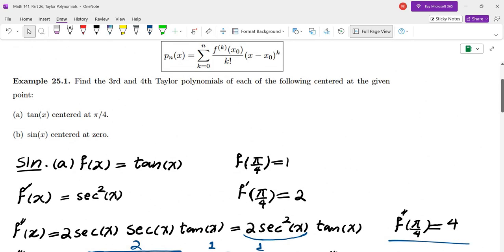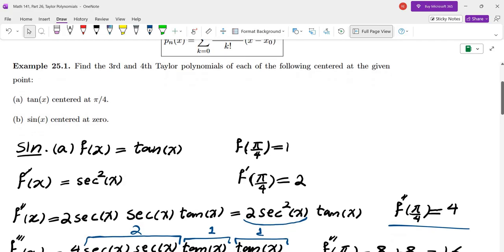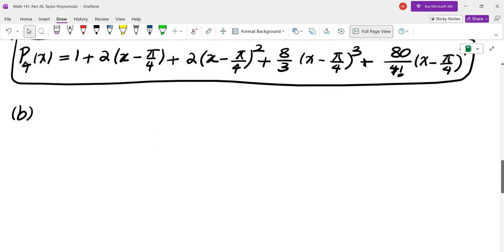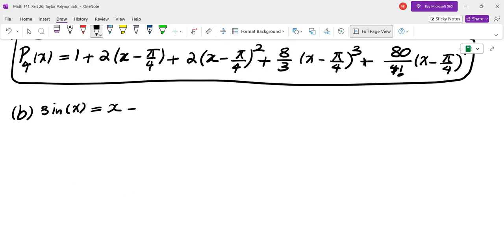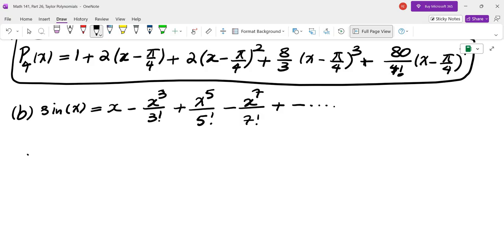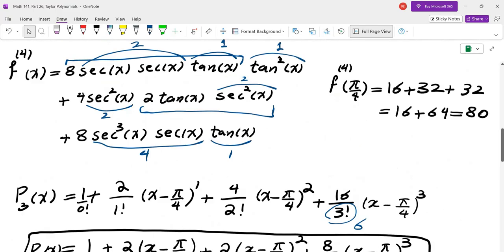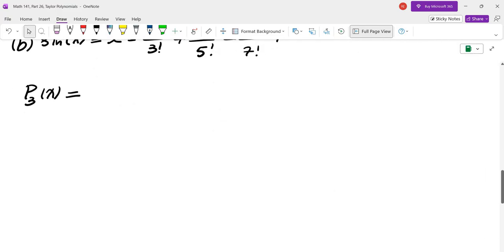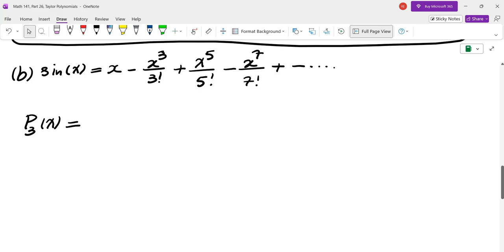The second part of this problem is sine centered at 0. Well, if I want to find the Taylor polynomial of that, I can use the Taylor series that we found. We found the Taylor series of sine as x minus x cubed over 3 factorial plus x to the 5th over 5 factorial minus x to the 7th over 7 factorial, plus minus etc. The third Taylor polynomial would be centered at 0, because they said centered at 0, so that's why I wrote down the Taylor polynomial centered at 0. If it were at a different point, we didn't really have that. We haven't really calculated the Taylor series at other points.